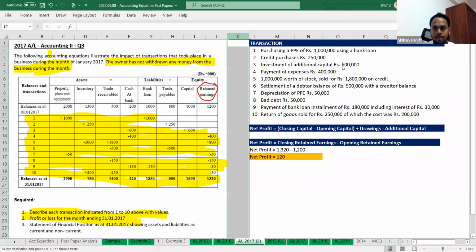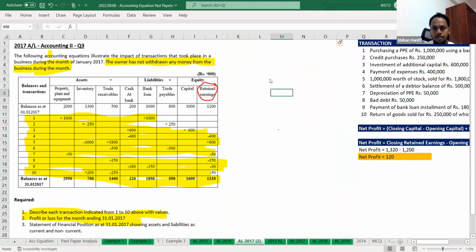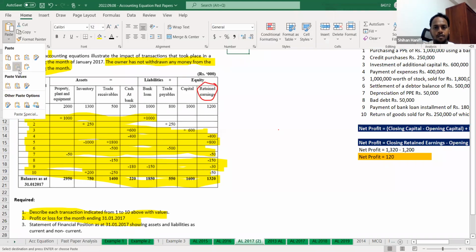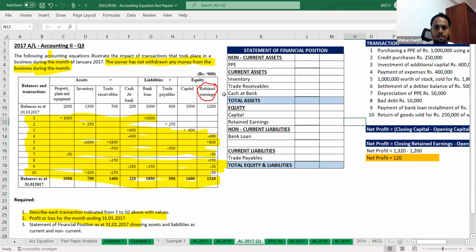So the next thing is statement of financial position. Right. Then I will prepare the statement of financial position using these balances. You will take closing balances. Good.